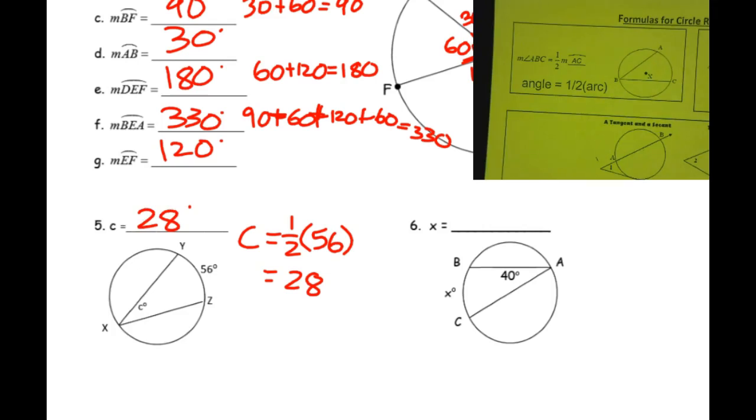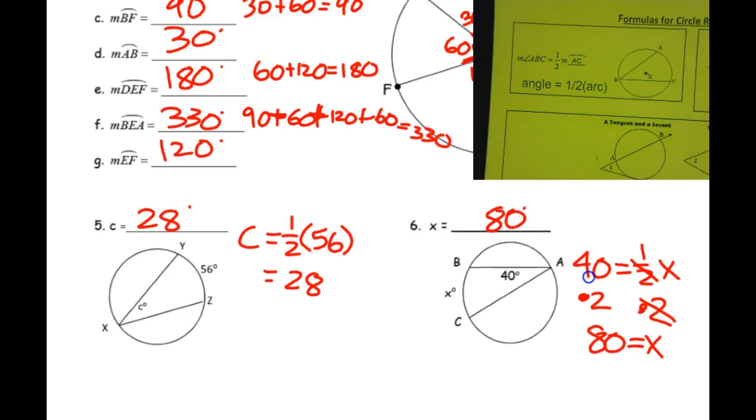And number 6 is similar, just a little different, but you're going to set it up the same way. Angle equals half the arc. So the angle is 40. That should equal half of the arc, which is x. And how do we get rid of a 1/2? We multiply by 2. Cancel, cancel. Multiply by 2. 40 times 2 is 80. So 80 is the answer. 80 degrees. Alright.